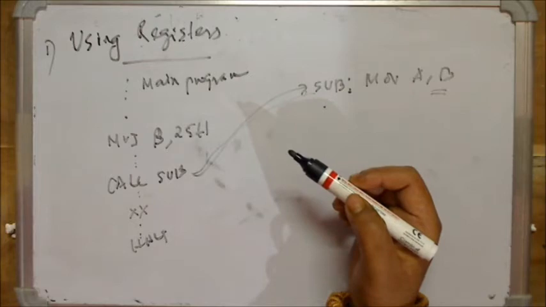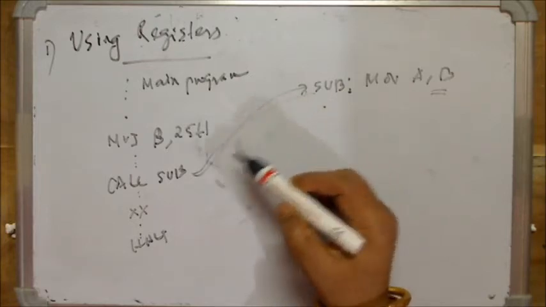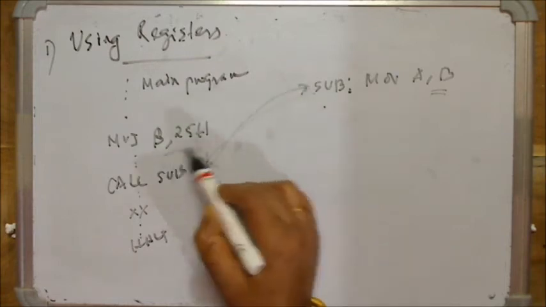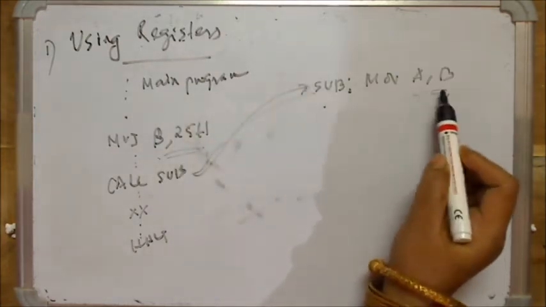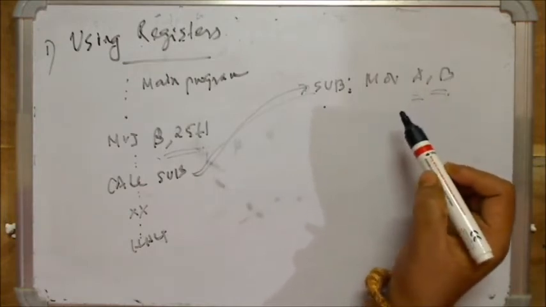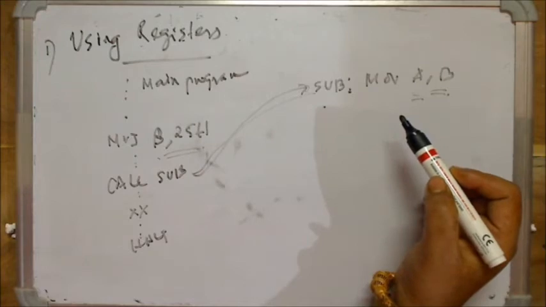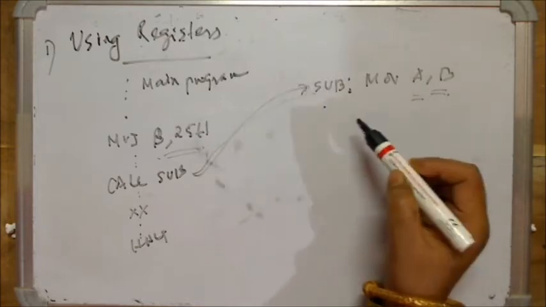I am repeating: how will the subroutine find the factorial of 25H? I first initialized 25H into B, then I have written MOV A, B in the subroutine. That means the parameter is passed to the subroutine. So what do I do? MVI B, 35H. Then I call the subroutine. You go to the subroutine.